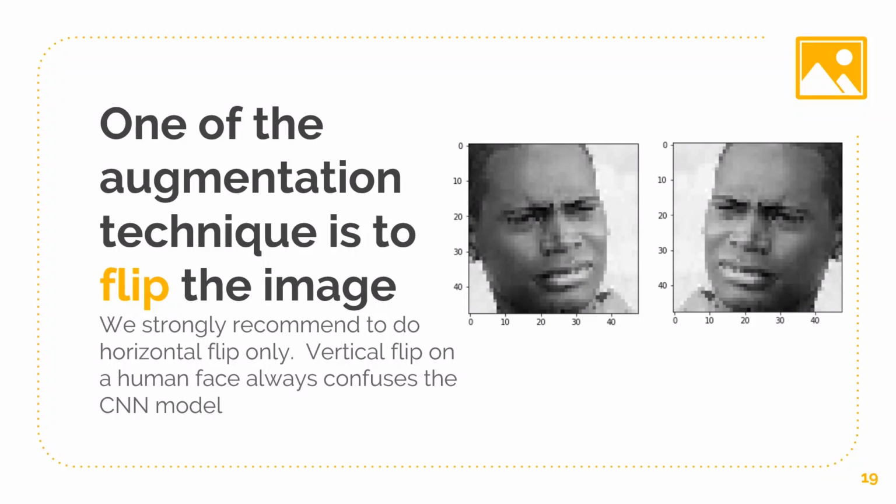About the data augmentation, there are many techniques we can use, like flip, rotation, scale, crop, translation, etc. We only use flip in our project because we found that the effect is already satisfactory. And we recommend horizontal flip only, because when we do a vertical flip on a human face, for example, if the eyes are at the bottom of the face, it will always confuse the CNN model.